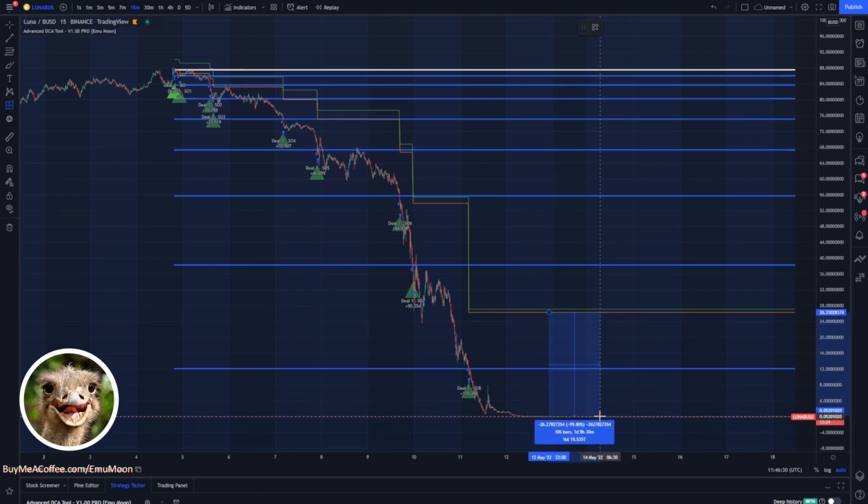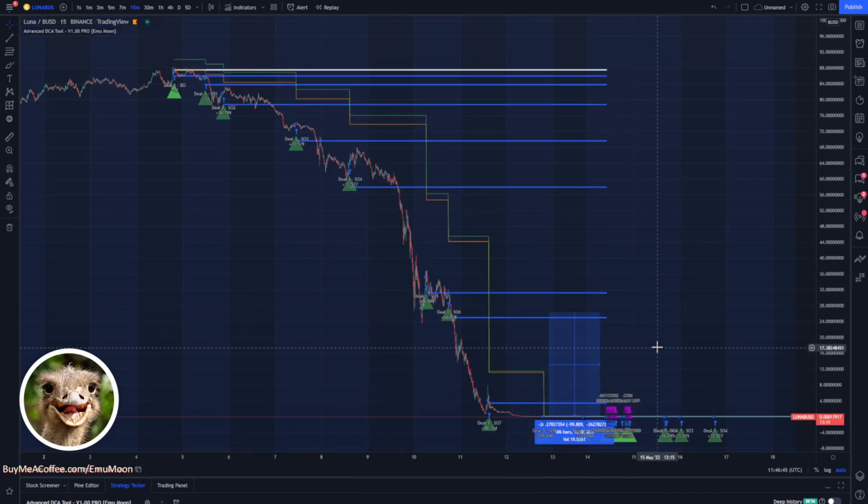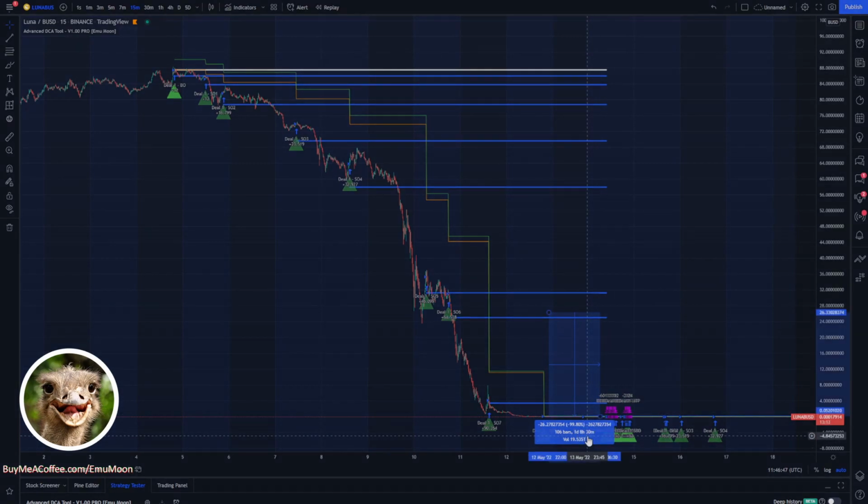Doesn't matter how much money you put into this. $1, $100, $100,000. You've lost your entire investment. It's gone. Turn this one single setting on. And there you go. You made 10%. Incredible.